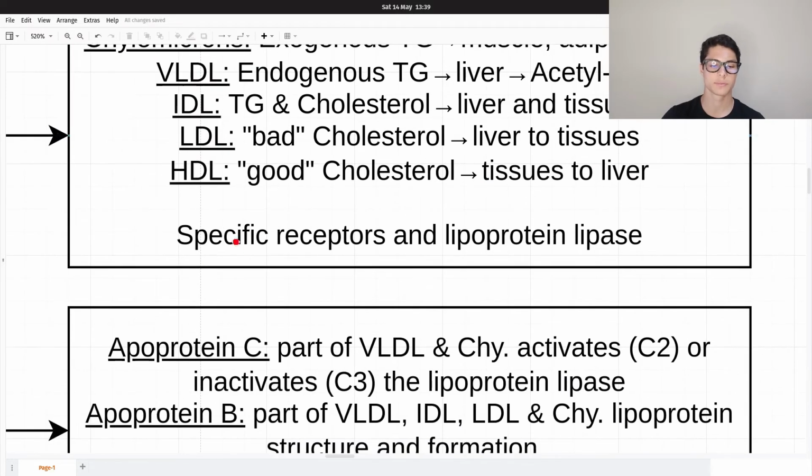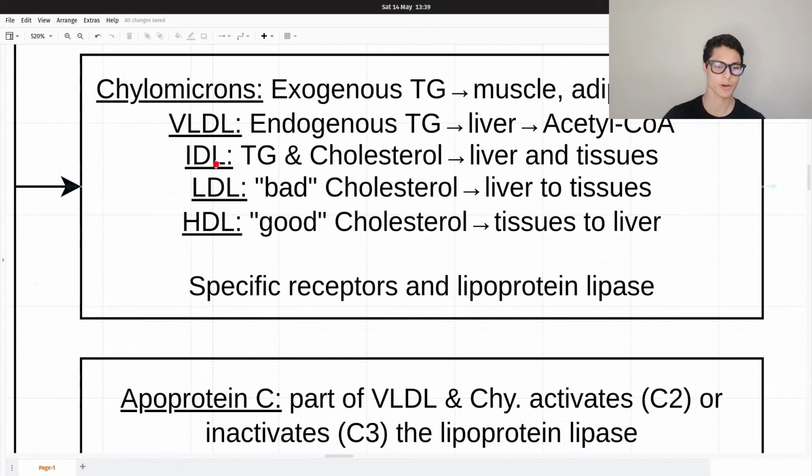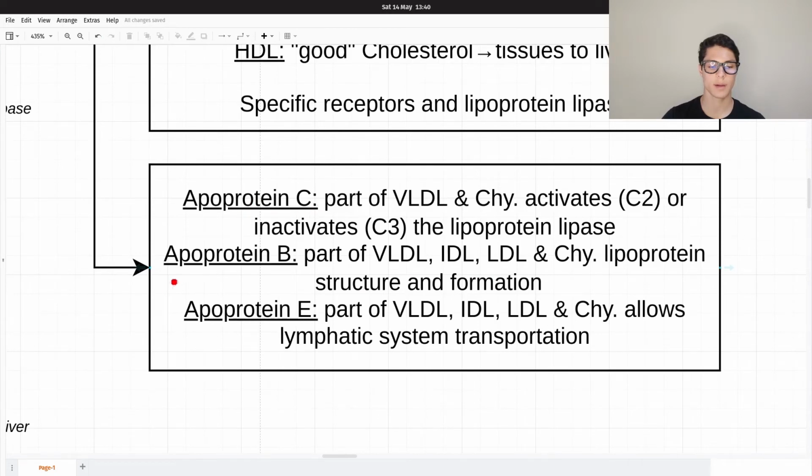I have to mention that there are specific receptors and lipoprotein lipase, because each and every one of these needs a specific receptor to attach to in the membrane of the cell in those tissues. So then the lipoprotein lipase can act on them and release the triglycerides in the case of the chylomicrons and very low density lipoproteins, triglyceride and cholesterol in the IDLs, and cholesterol in the last two. Then we have the apoprotein C, apoprotein B, and apoprotein E.